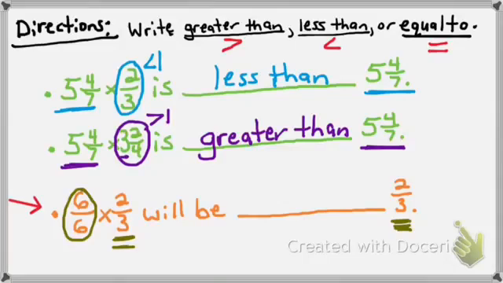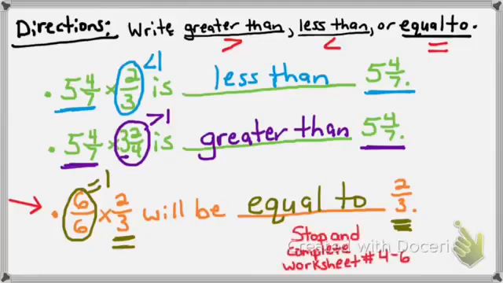Is 6/6 greater than 1, less than 1, or equal to 1? Well, my numerator and denominator are the same, so 6/6 is equal to 1. So I have a given number, 2/3, times a number that's equal to 1. Given number times 1 will equal the given number, so 6/6 times 2/3 will be equal to 2/3. Please stop the video and complete worksheet numbers 4 through 6 right now.